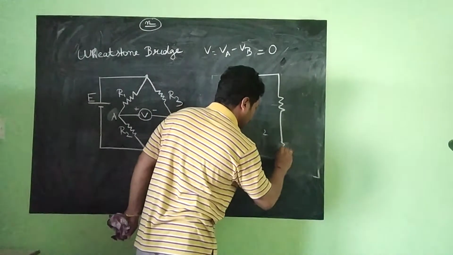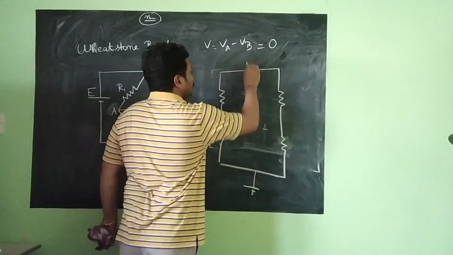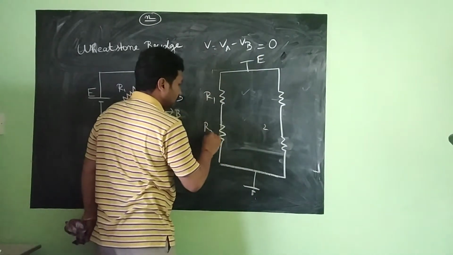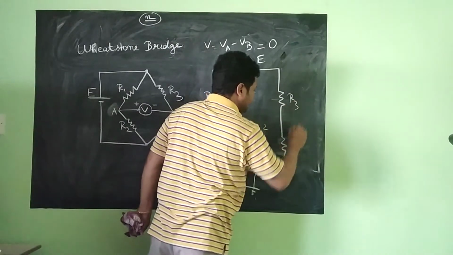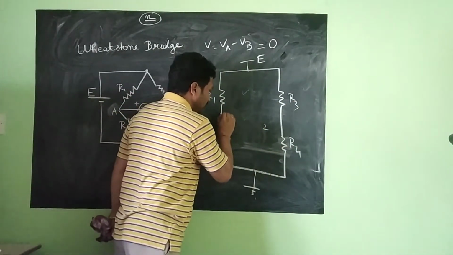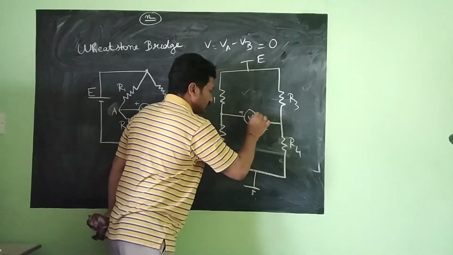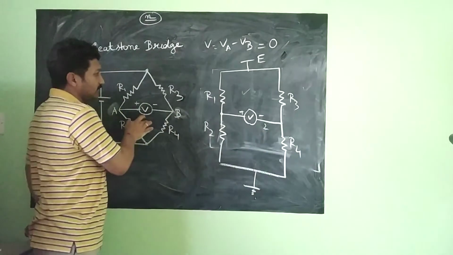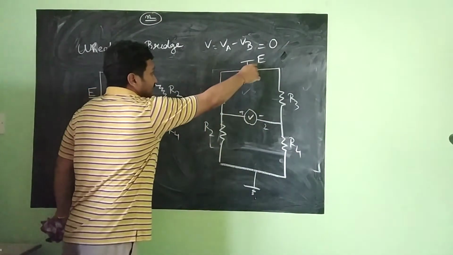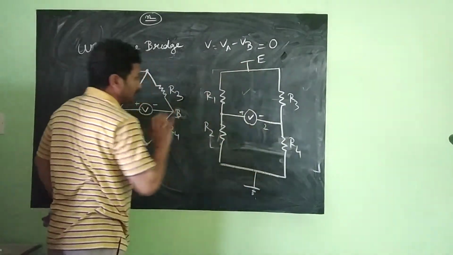So this is a simplified diagram of the circuit, that E will be flowing here, this R1, R2, R3 and R4. Now this circuit here is simplified as this circuit, same, no difference. E is the supply voltage and it is grounded.